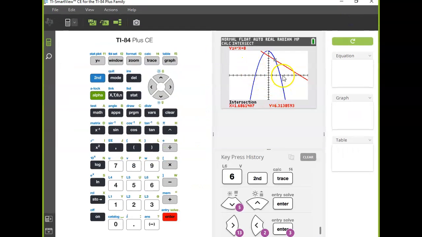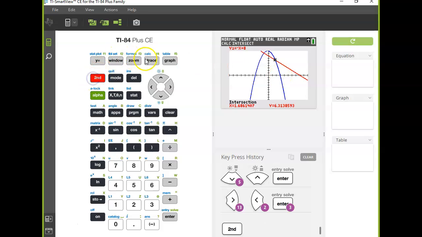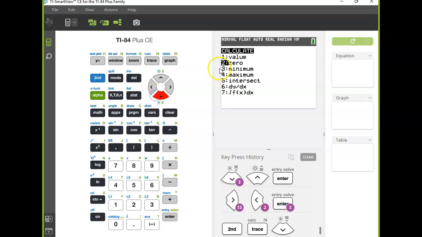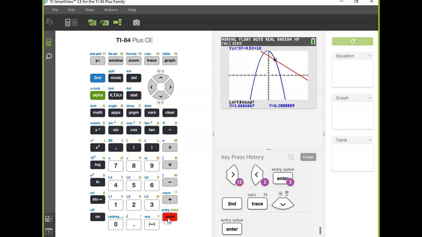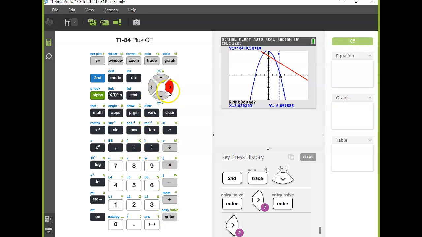So I need to find this blue spot right here. Where does that cross the x-axis? Go second calc. We're going to go to 0 this time. And then I have to make sure that I'm on the blue equation. I need the left bound, which is above the x-axis in this case. I need a right bound, which is below. Take a guess. And there's my 0.